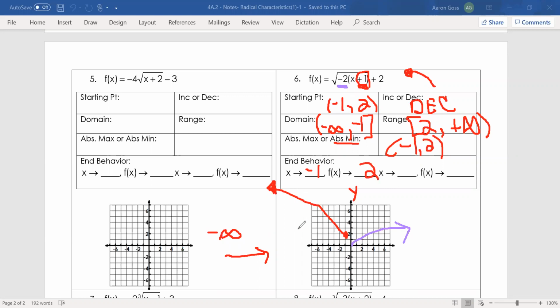So I did it going this way. What's the end behavior going to the left? What's x go to when I go to the left? Negative infinity. Right there in the domain, negative infinity. And what's f of x, my y, go to? Positive. So once I set it up, all these things are filled in from this starting point and domain. Do you see the tie-in? Yes.